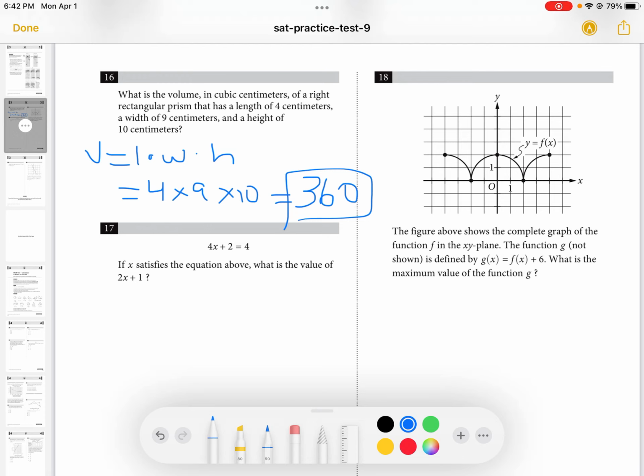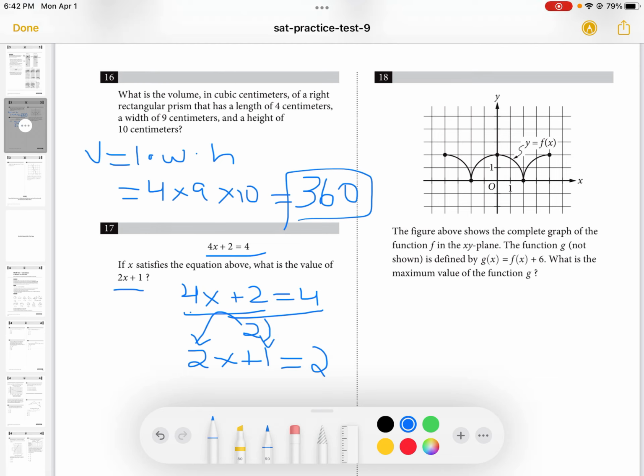So, if x satisfies the equation above, what's the value of 2x plus 1? So let's write this equation out. That's interesting. It looks like 2x plus 1 is exactly half of 4x plus 2. So I think you can just divide this whole equation by 2 and just get the value of 2x plus 1. So 2x plus 1 would be 2. Let me make sure. 4x divided by 2 is 2x. Yep. 2 divided by 2 is 1. Yeah, look at that. That's the answer.